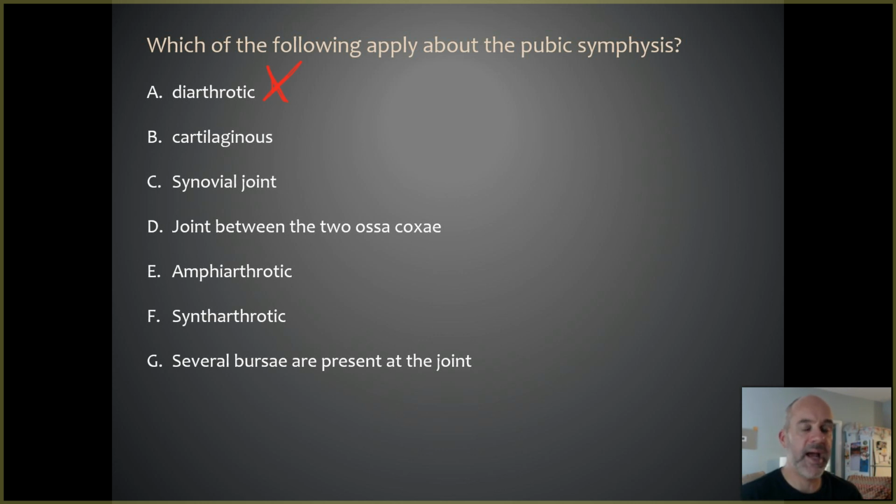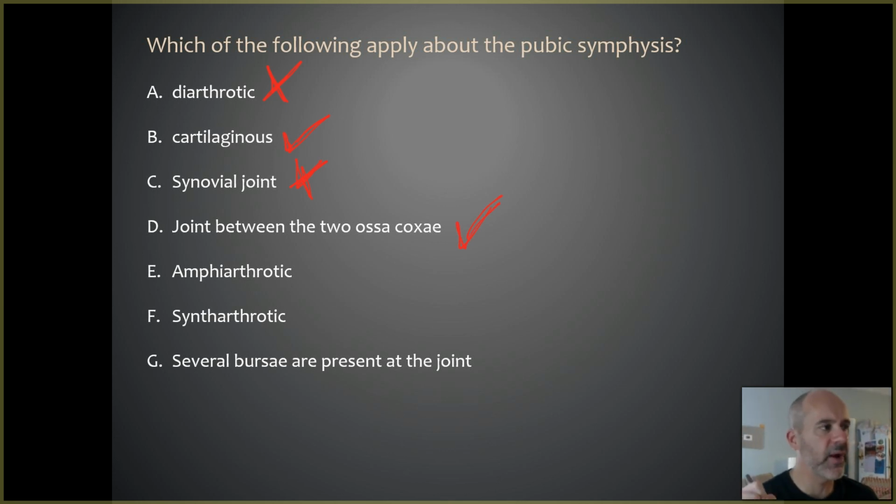Is that a cartilaginous joint? Yes, you have a fibrocartilage pad at that joint. Is it a synovial joint? No, because we just said it's one of the cartilaginous joints. Is it the joint between the two ossa coxae? Ossa coxae, that's the plural form of os coxa, and those are your two pelvic bones, left and right, or your two hip bones, left and right. And yes, that is the joint between those two.